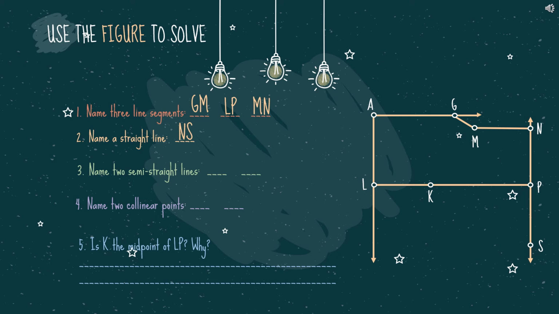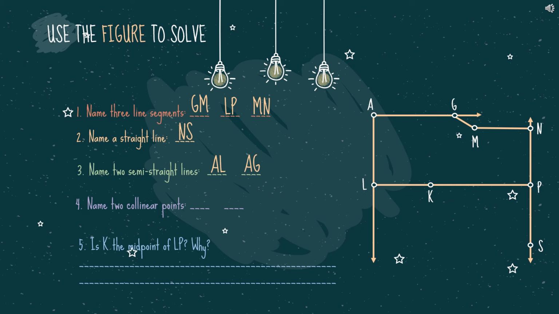Name 2 semi-straight lines. A semi-straight line has an arrow on one side, not on both. So we can have line AL or we can have line AG. Can you see how they only have one arrow on them? That means they are a semi-straight line.